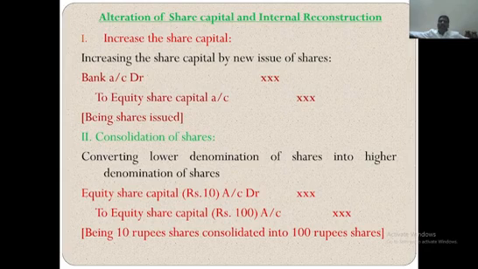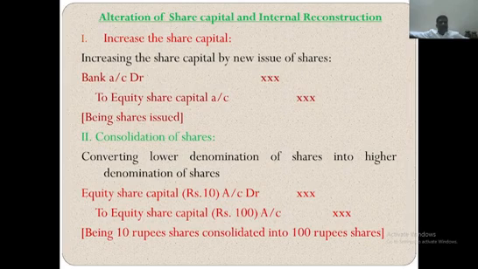Journal entry: Bank account debit to equity share capital account. For example, share value is increased by rupees 2 per share. How many shares are offered? For example, 5,000 equity shares. So for the share value increase of rupees 2, 5,000 into 2, 10,000 rupees debited to bank account, 10,000 rupees credited to equity share capital account.